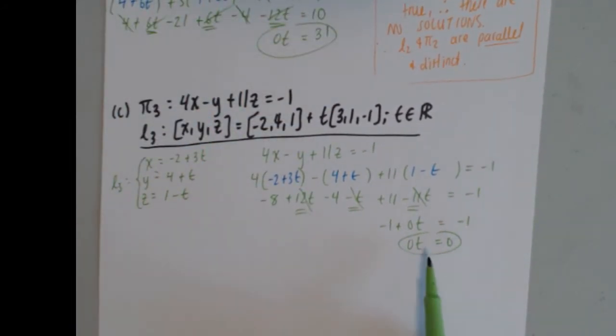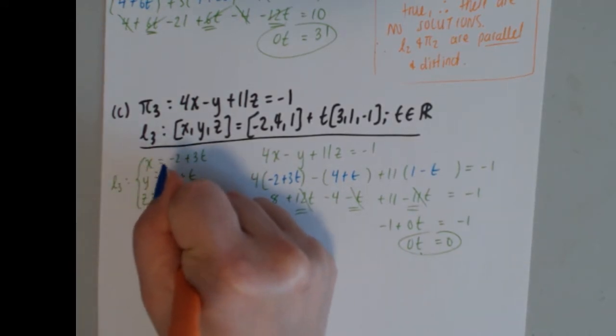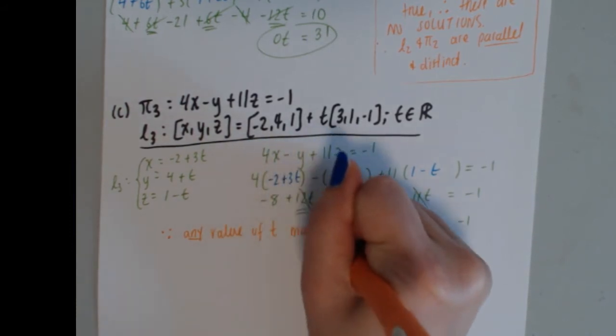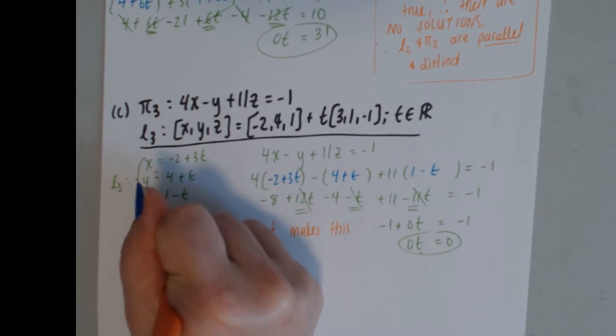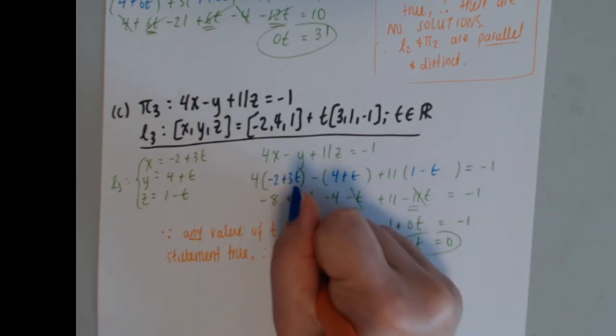Again, ask yourself, what possible values of t will make this expression true? And when you really think about it, you can plug in any value for t there. You can plug in 6, you can plug in -7,352, whatever you want. And 0 times that number will always equal 0. So that means that any value of t makes that statement true, hence there are infinitely many solutions.